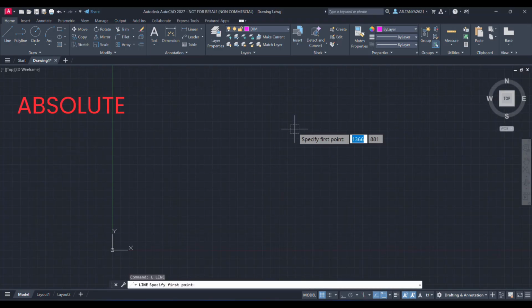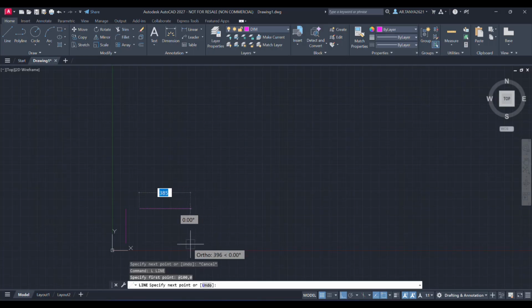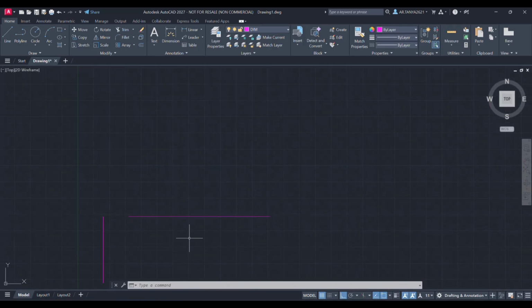First, absolute coordinates. If I type 100,50, AutoCAD measures from the drawing's fixed origin, which is 0,0. It places the point 100 units along the x-axis and 50 units along the y-axis. Next, relative Cartesian coordinates. If I type @100,0, the @ symbol tells AutoCAD, do not measure from the origin, measure from the previous point. The value 100 means move 100 units horizontally and 0 means do not move vertically. So @100,0 means from my last point move 100 units to the right.